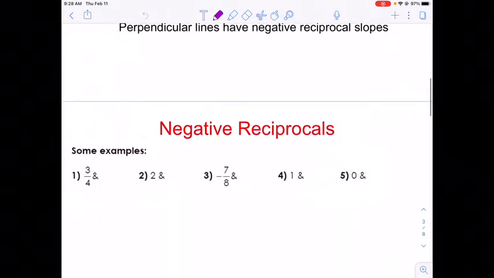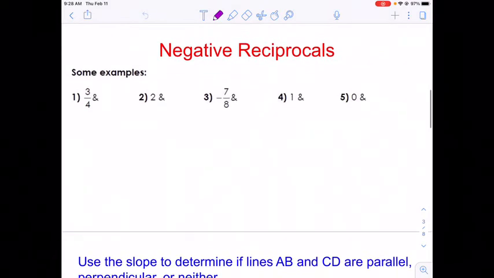Well, so what does it mean to be a negative reciprocal? Well, if we have 3/4, and we want to know what the reciprocal is, remember you just flip it over, so this becomes 4/3. And negative reciprocal means if it's a positive here, this needs to be a negative here, so we get -4/3.